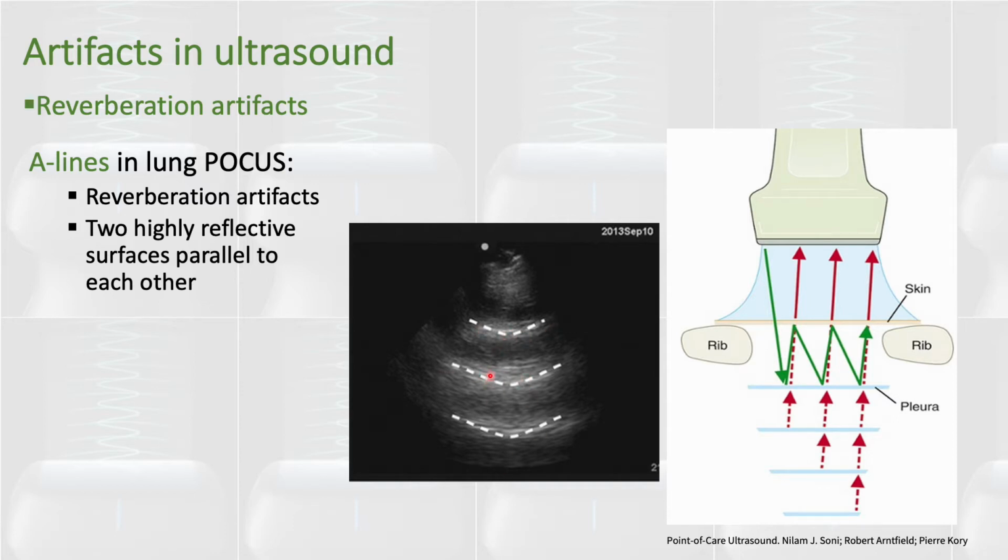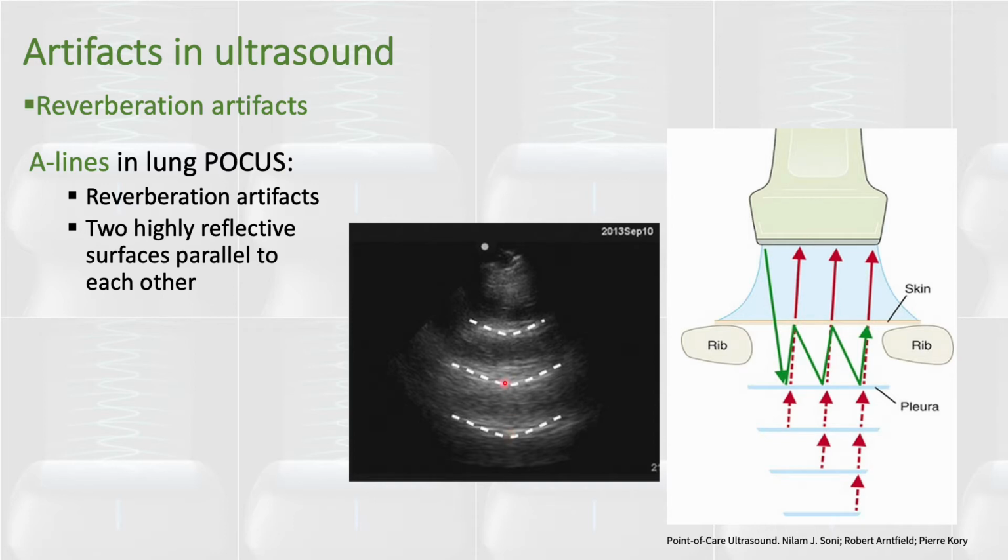And these A-lines, so for example, this is the first A-line, and this is the second A-line, and this is the pleural line here. So the distance is kind of constant between the pleural line and the first A-line, and the first A-line and the second A-line, and so on and so forth.